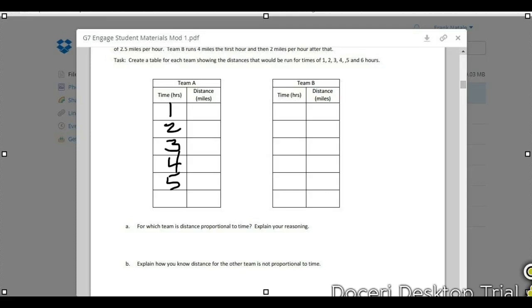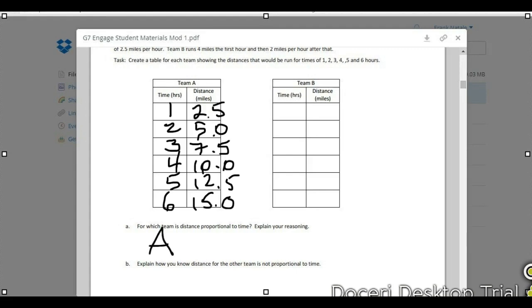It goes up to 6 hours at a constant rate. So after the first hour was 2.5 miles, and then 5 miles, 7.5 miles, 10 miles, 12.5, and 15 miles. Okay, so you can see it's constant, and it is proportional. So we could just answer this question right here. Team A has a distance that is proportional to time throughout. Every time you are multiplying time by 2.5 to get the distance in miles.